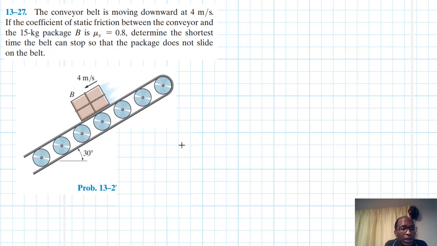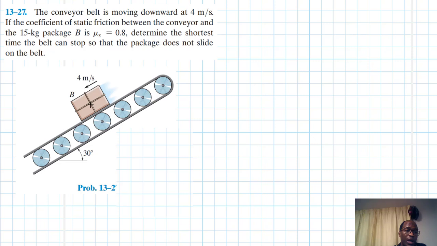The problem reads: the conveyor belt is moving downwards at 4 meters per second. If the coefficient of static friction between the conveyor and the 15 kg package B is mu s equal to 0.8, determine the shortest time the belt can stop so that the package does not slide on the belt. Right, this problem is coming from Engineering Mechanics: Dynamics, 14th edition by R.C. Hibbeler. So what do you think is happening right now?